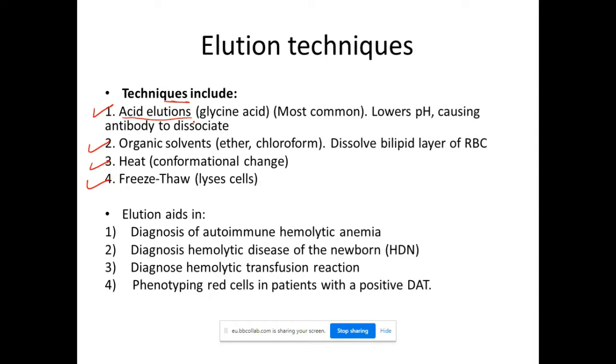So here we have the acid elution test. Here they used glycine acid. The main principle of this test is to reduce the pH. So we know what the optimal pH is for the test, it should be 7, the physiological pH, which is around 7.